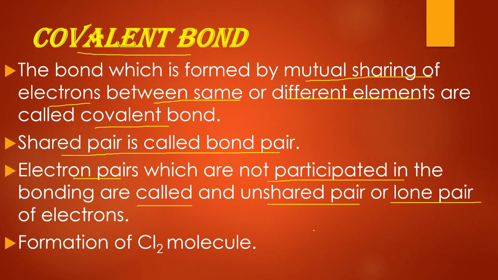For example, suppose I am taking the example of the chlorine molecule. So this is one Cl, this is another Cl. Cl has 7 electrons in the outermost shell. So this is 1, 2, 3, 4, 5, 6 and 7. And this is 1 for this chlorine atom, 2, 3, 4, 5, 6 and 7. So we see that this electron pair is called the bond pair, and these three electron pairs on each chlorine atom are called unshared pairs or lone pairs of electrons.